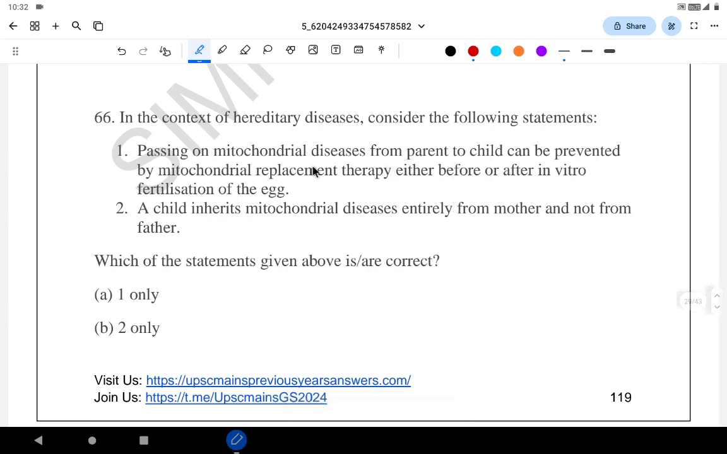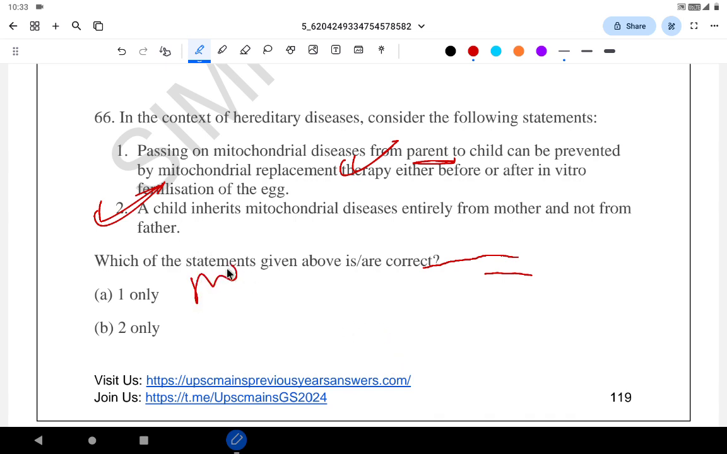Again, see, if the statement is not talking about a very rigid fact, it is talking about a possibility because of the presence of "can be." You can see, here there is a "can be." So the statement has to be correct. A child inherits mitochondrial disease entirely from the mother, not from the father. This is a fact, it is a truth. This is a fact everybody should know.